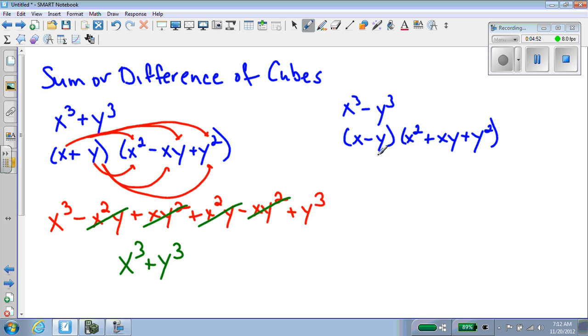It's x minus y times the quantity x squared plus xy plus y squared. And some people remember the way the signs go using the word SOAP. This is the same, this is the opposite, and this is always positive. So some people like to remember how the signs go using SOAP. So let's try a few.